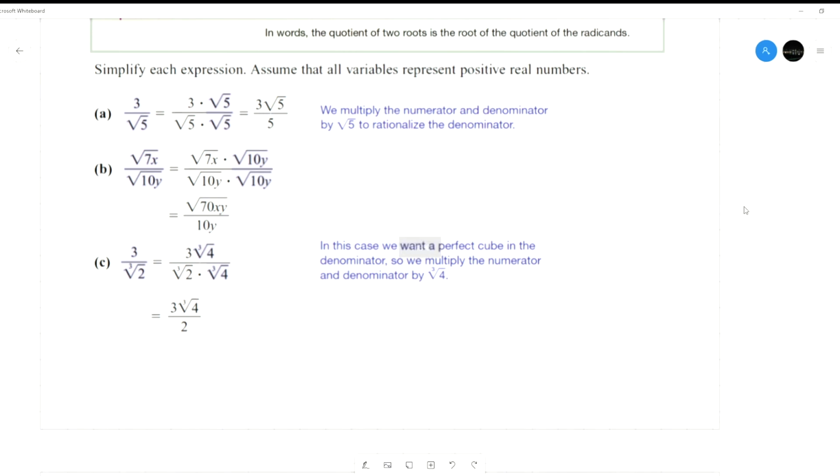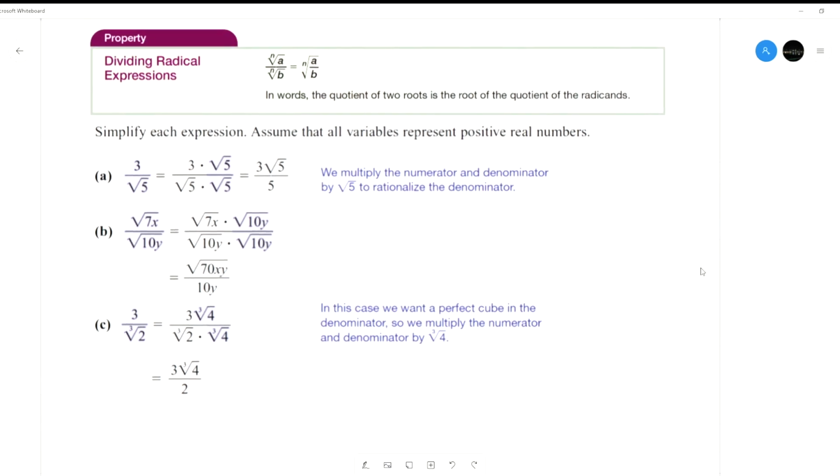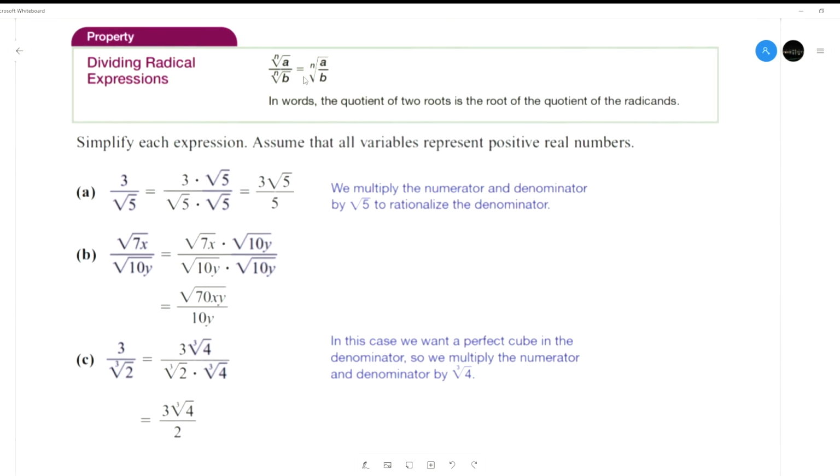So we did talk about dividing radical expressions, right? And we talked about this property here, right? If you have the nth root of a over the nth root of b, you can combine them under one radical, right? We did it for the square root and cube roots, but in general, you can say it's the nth root of a over b, just like that, okay? So we just have to remember to rationalize the denominator here, right?